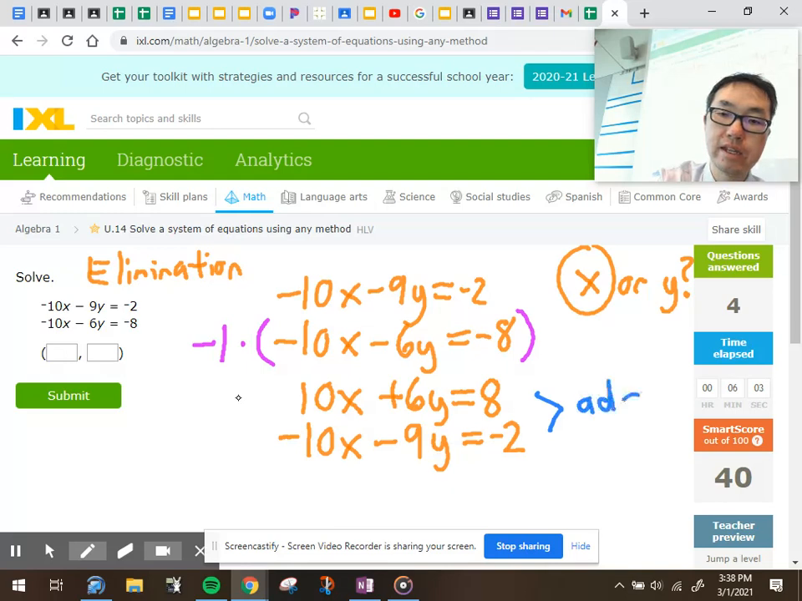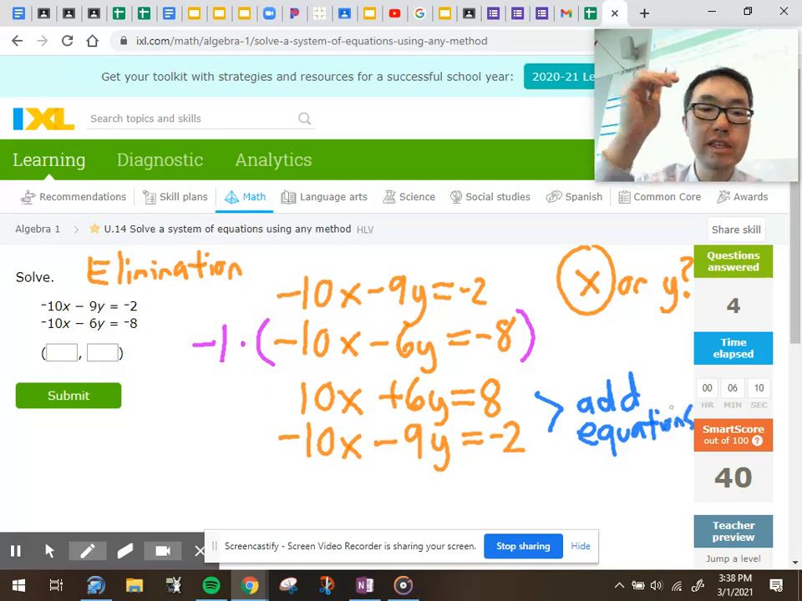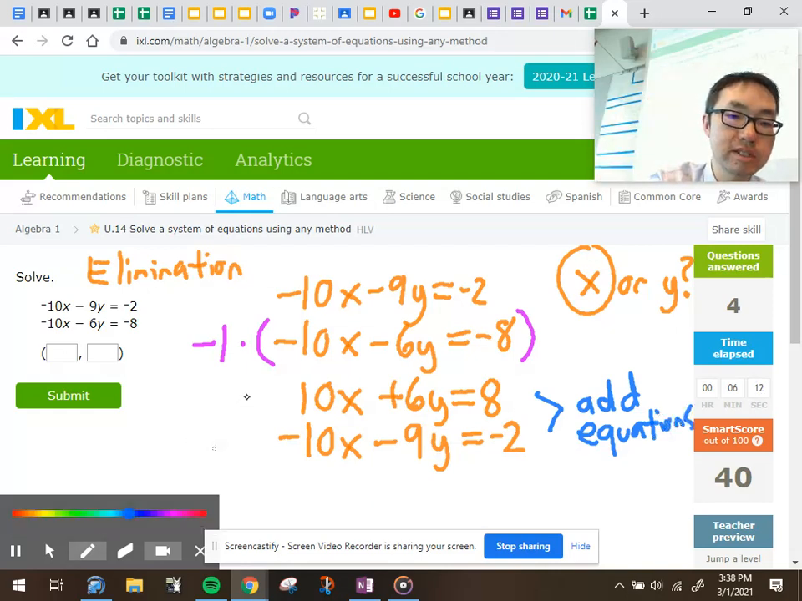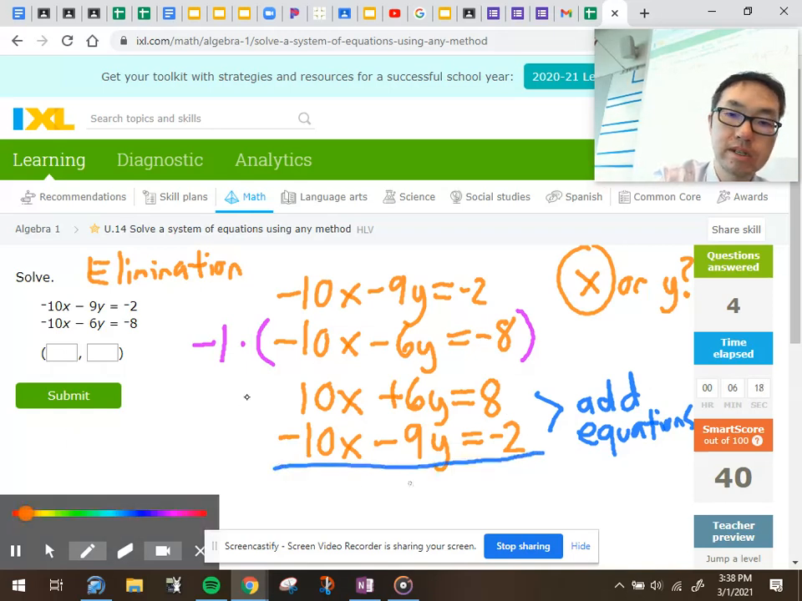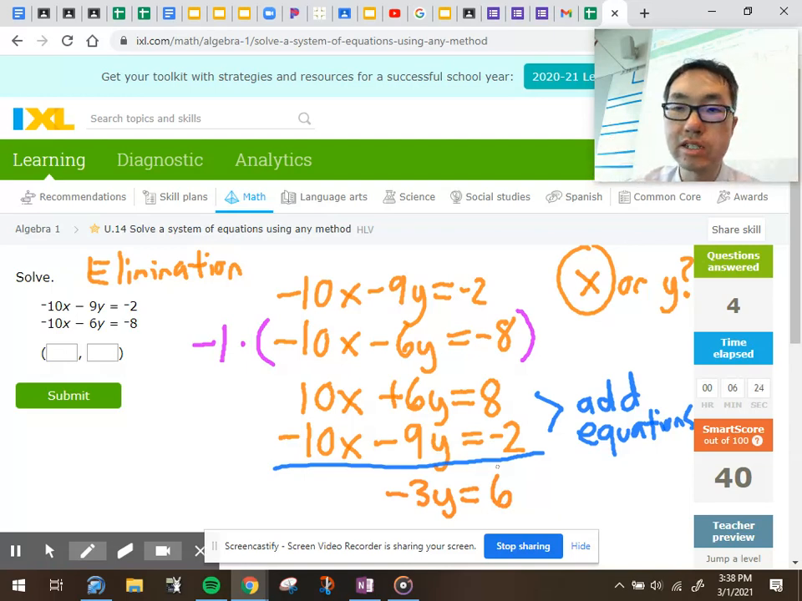Add equations. When I add the equations, the result becomes negative 3y equals 6. From here, I can solve the system. All right, hopefully this gives you a start on IXL Algebra 1 U14.